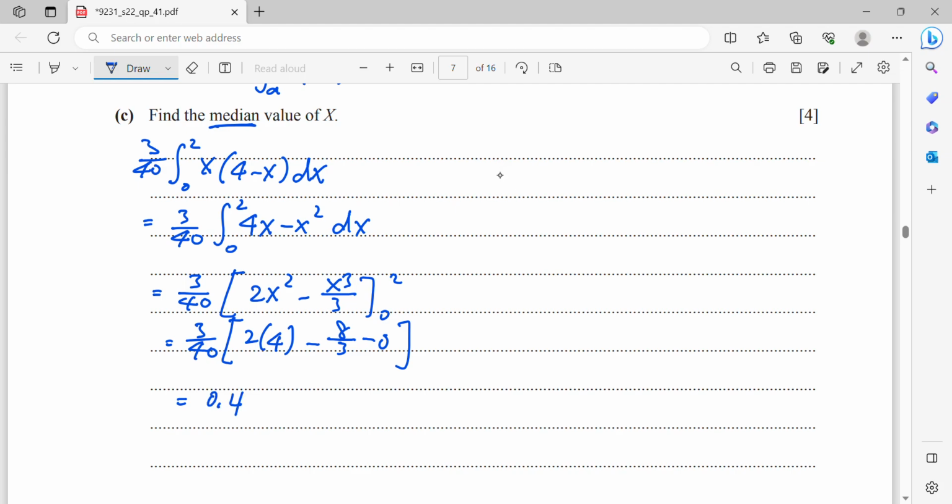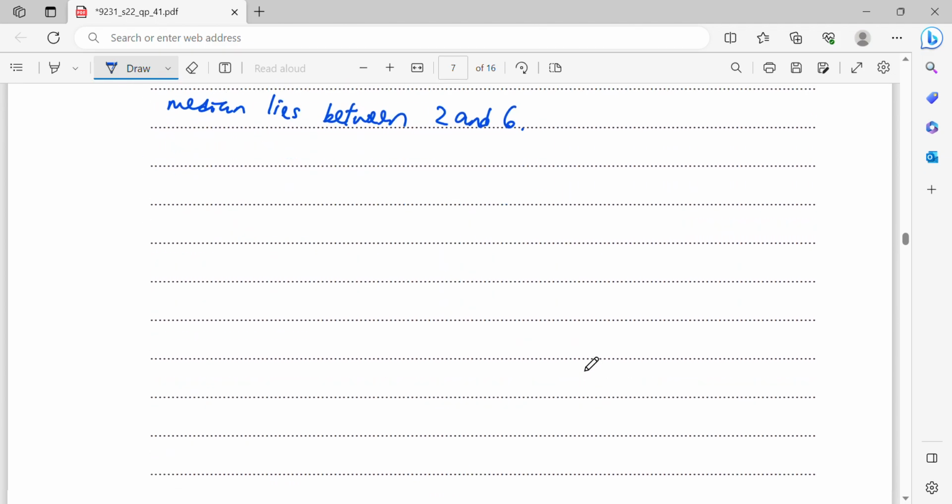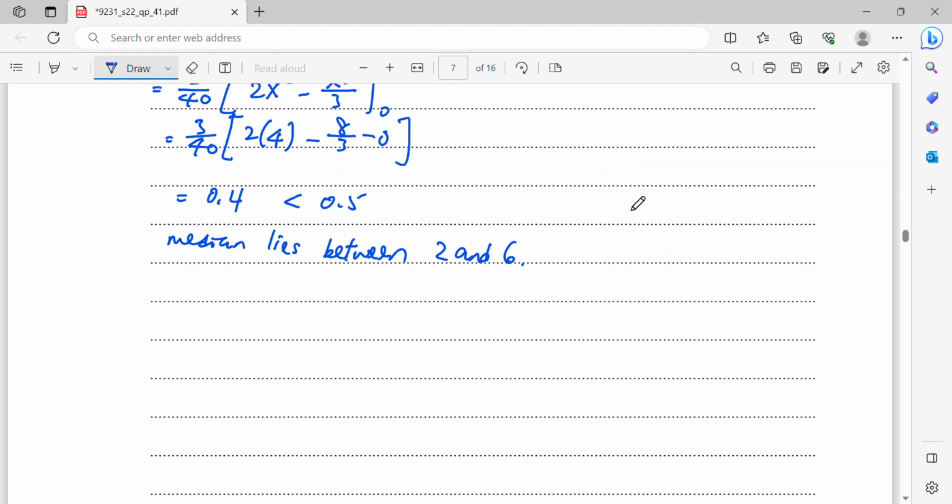So 0.4 means that it is less than 0.5. So now I will interpret this as the median does not lie in the interval 0 to 2. The median lies between 2 and 6. Okay, it will be in the next interval. At the same time I will define my median as m because I need to do the integration. So let the median equal m.